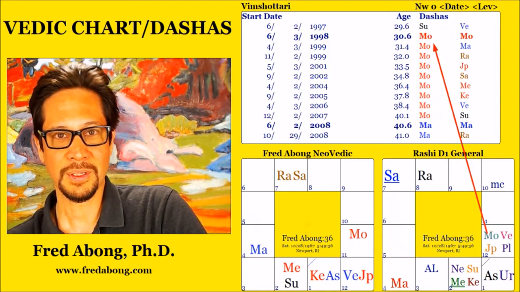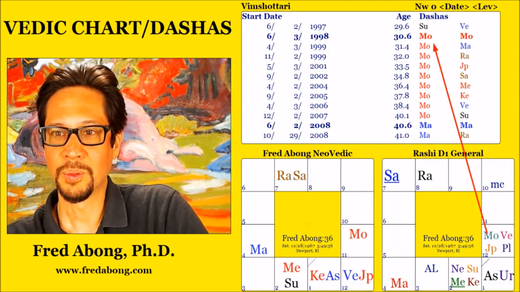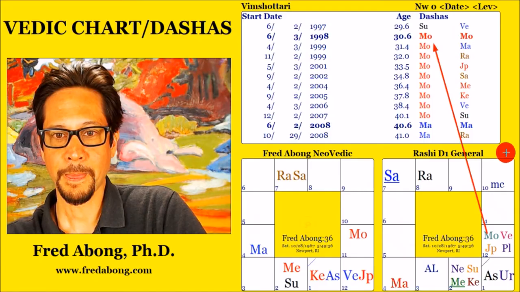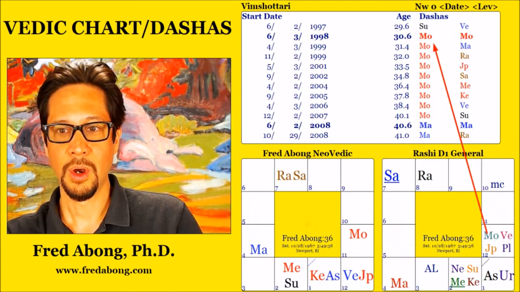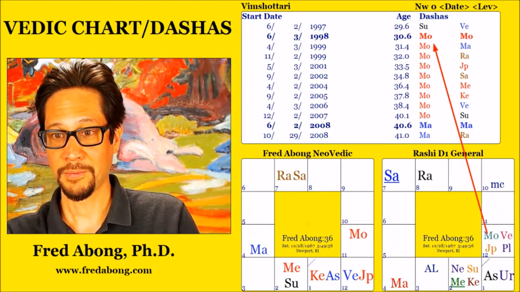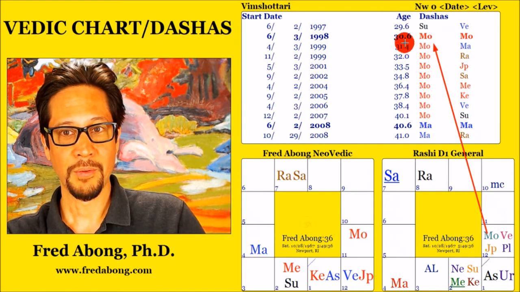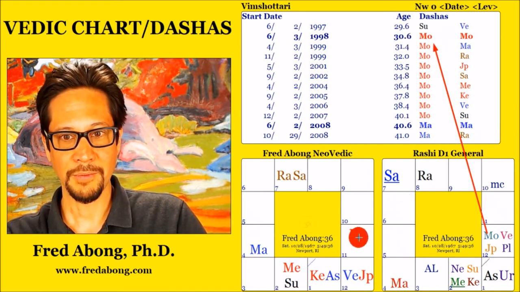I kind of lost this idea I had about having a super strong and super supportive family structure. Gone. I lost the main woman in my life at that point, my wife. So it all happened right here, right as soon as I hit the Moon dasha. Okay, you wouldn't expect that from this chart.